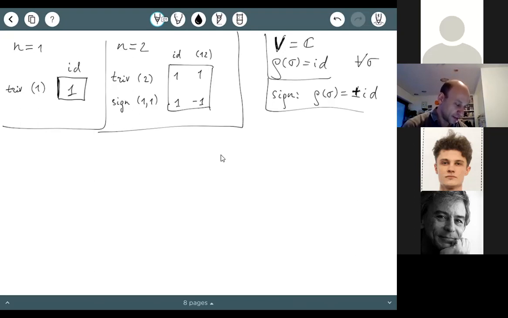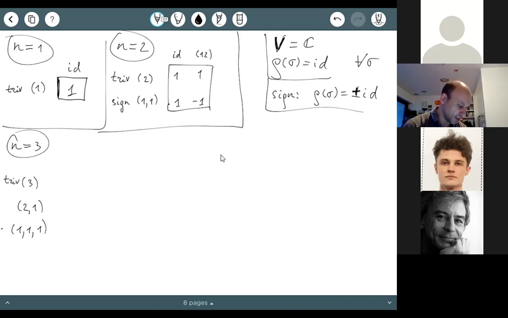And let's do n equals 3. For n equals 3, there are three partitions: 3, 2,1, and 1,1,1. This is the trivial representation. Again, this is the sign representation. And this is what I call the equilateral triangle representation. The equilateral triangle is in the plane, and if you permute its vertices, this creates a linear endomorphism of the plane. So you can obtain it by acting. If you take C3, then S3 acts on C3 by permuting the coordinates.